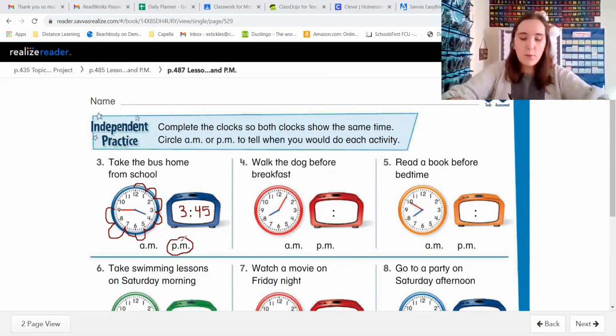I want you to do number 4 by yourself. It says walk the dog before breakfast. You're going to decide if that's in the morning or in the evening, AM or PM, and then also write the time on your digital clock, and then come back to me when you think you got it.